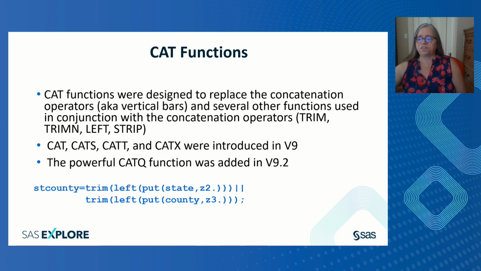In version 9.2, the CATQ function was added. CAT calls and CAT functions are based on other SAS functions. Trim and trimn remove trailing blanks for a character field. Left left-justifies a character field. Strip, a newer function that combines trim and left functions, all go into the CAT functionality. Let's see how we can improve on the old concatenators in the next slides.